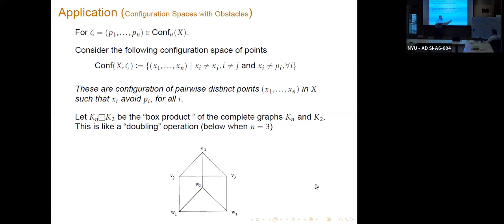Take your K3 here, and double. This is your K2, this is your K3, and the box product of K3 with K2 is this kind. So this will be a new graph.